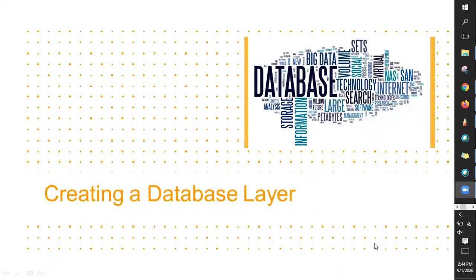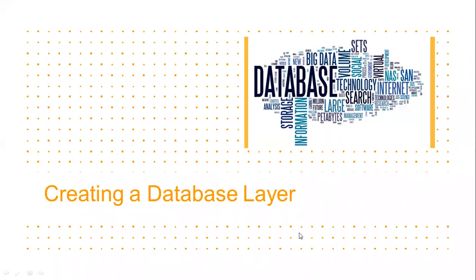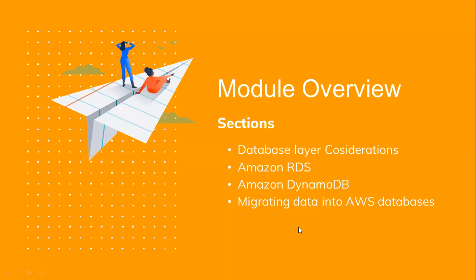Yeah, as said, we have two types of data: one is structured and the other one is unstructured. Okay, so we will see the offerings from AWS for different databases. We will be discussing the database layer considerations, about Amazon RDS. We will be talking about DynamoDB, and we'll also see migrating data into AWS databases. So how do we go for migrations?